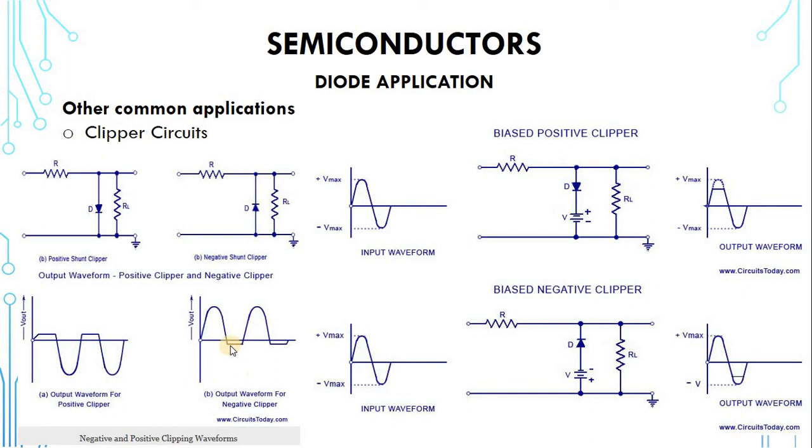In this case, it will clip only the negative half cycles, and then it will allow only full positive half cycles to go through for the negative shunt clipper. Okay, so we'll continue from here.